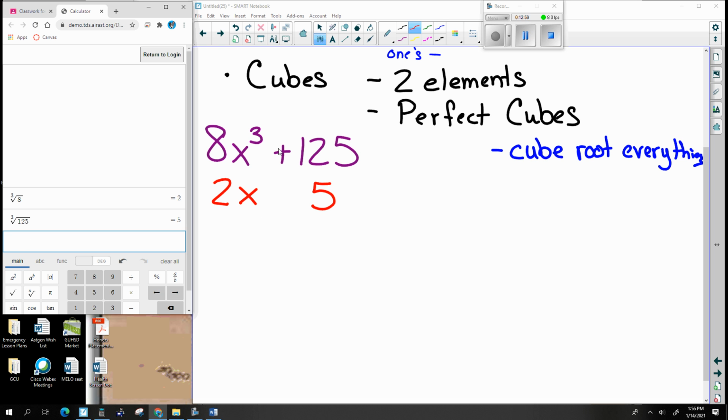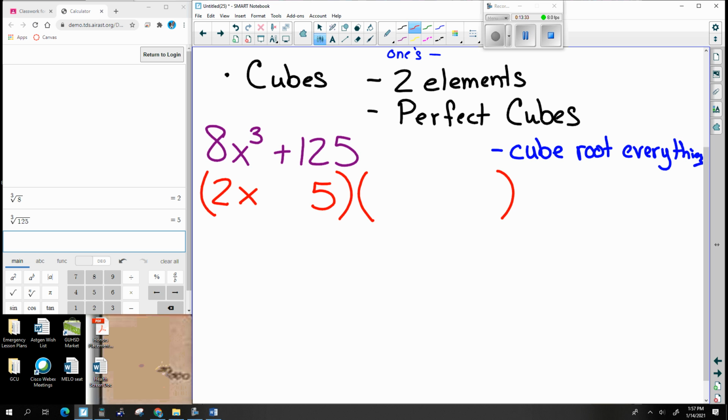Okay, don't worry about the symbol. Don't worry about the plus or the minus. Again, we'll worry about that later. All I'm looking at is the 8, the x, and the 125. So 8 is 2, x to the third is x, 125 is 5. Okay. So squares, you would just write it twice. Cubes, you're going to have to get a little bit more tricky. This is where it gets a touch complicated.